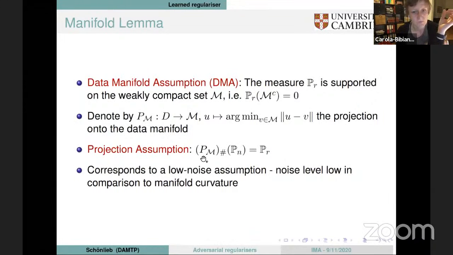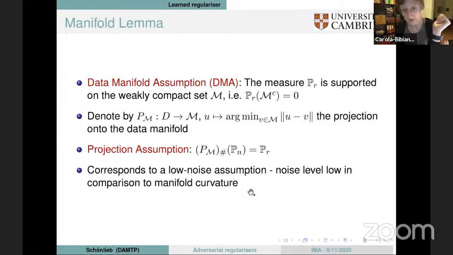So you assume that you can recover the distribution of ground truth images by projecting Pn, the distribution of noisy images, onto the manifold, onto the data manifold M. This is a kind of stronger assumption on the noise, in particular on the amount of noise that you have in your data, because you can think of this as a low noise assumption.